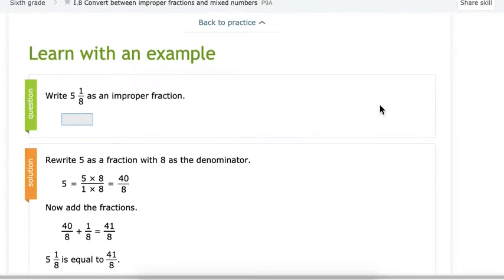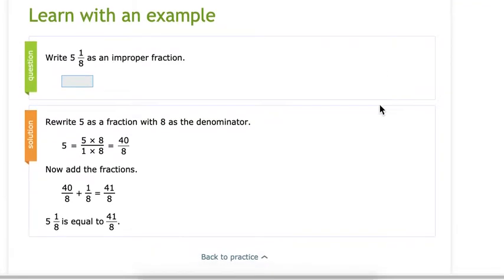On this learn by example, it'll give you an example of how to do some of these types of problems. So in this case, we're asked to write 5 1/8 as an improper fraction. In order to do this, it says write 5 as a fraction with 8 as the denominator. What they're doing is writing 5 as a fraction by putting 5 over 1, and they're multiplying both of those by 8 so they can get 8 in the denominator, so they end up with 40 over 8.